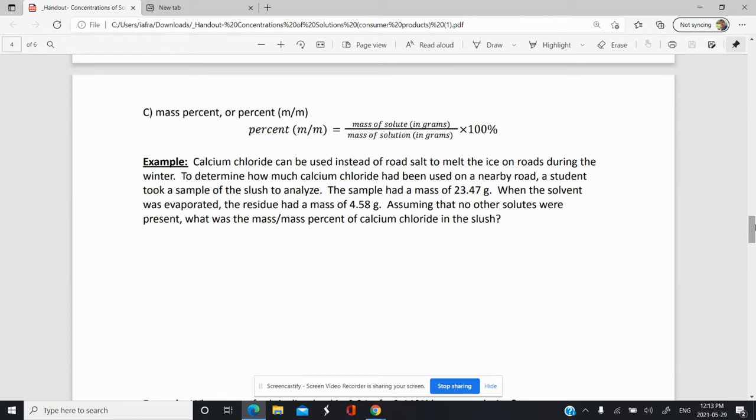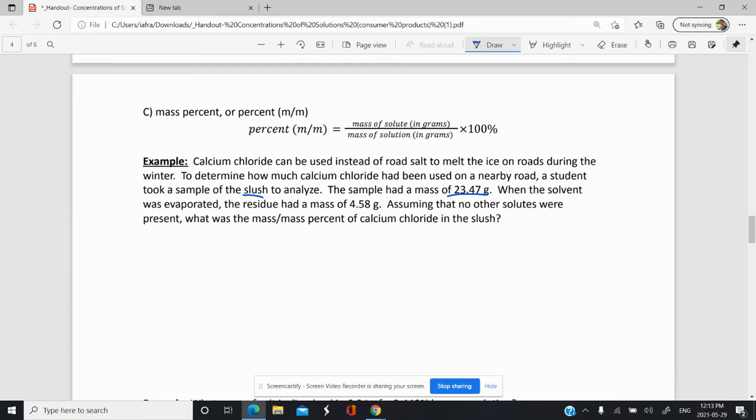So remember that percent mass is mass of solute over mass of solution, and they're both in grams, so being consistent is important, times 100%. This is a long question here. Calcium chloride can be used instead of road salt to melt the ice on roads during the winter. To determine how much calcium chloride had been used on a nearby road, a student took a sample of slush to analyze. The sample has a mass of 23.27 grams.